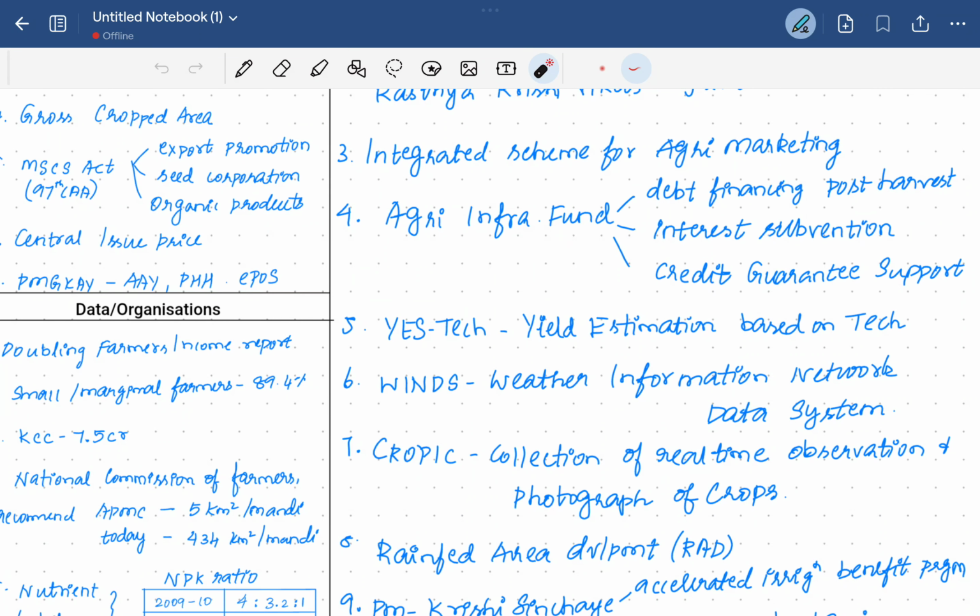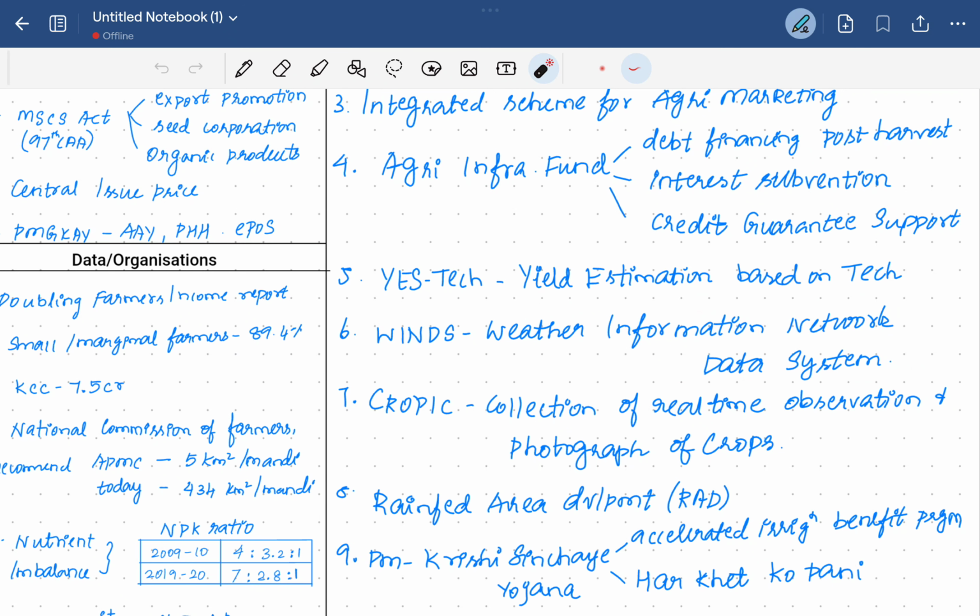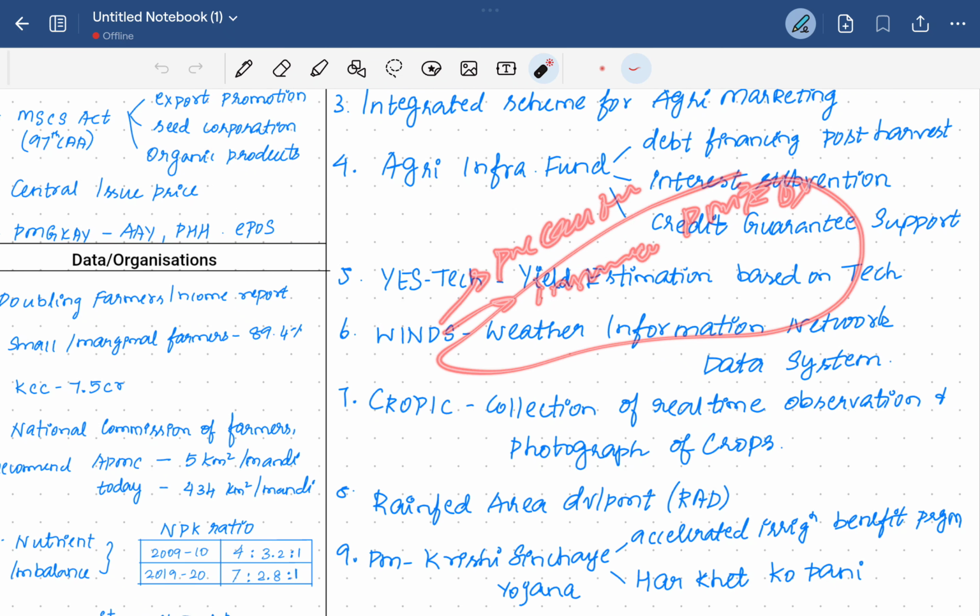Then the WINDS platform, that is the Weather Information Network Data System. It provides weather information regarding cyclones, floods, or any pest attack. These are the weather information systems which notify the farmers regarding these things, so that farmers can take precautionary measures. For example, making an insurance under the Pradhan Mantri Fasal Bima Yojana. A farmer can insure their crops so that he can get assured income support.